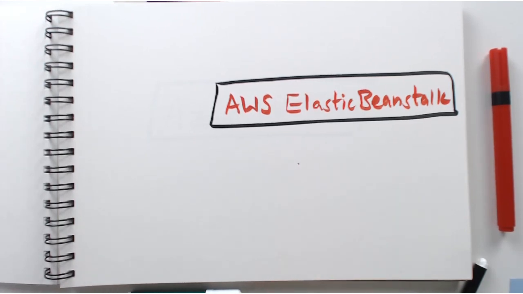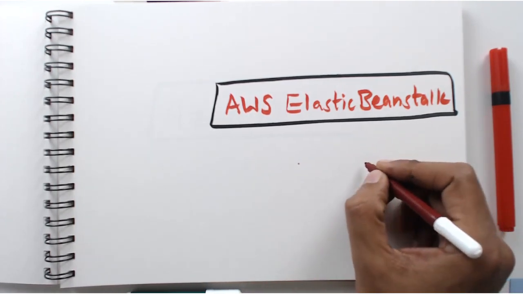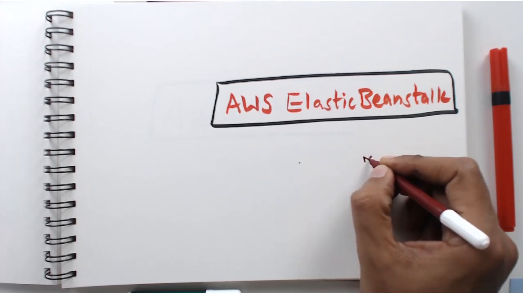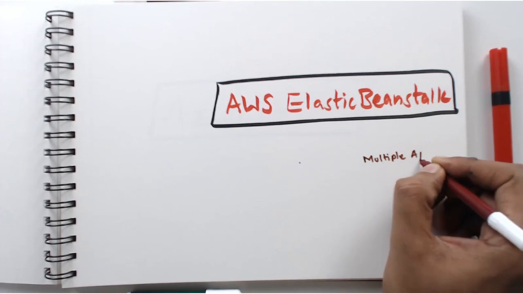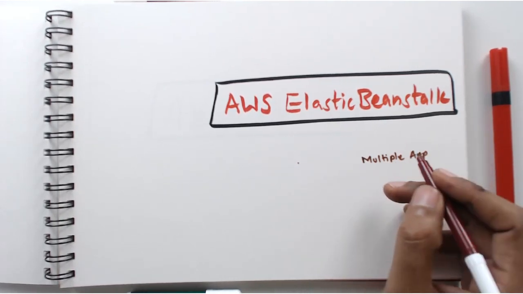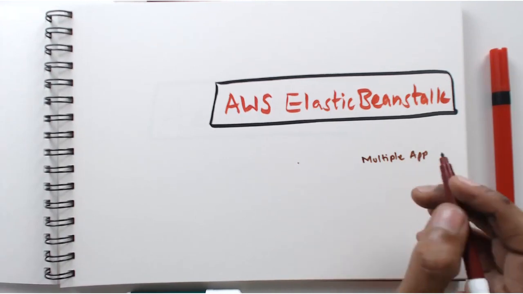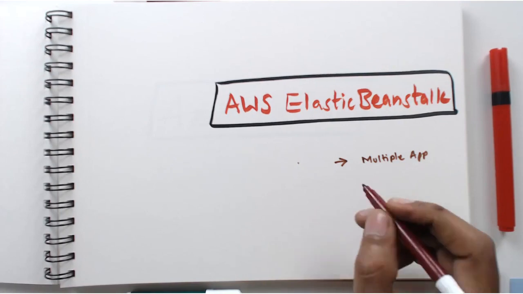What are the things you can do to learn Elastic Beanstalk in depth? One of the key things that we would recommend for any platform as a service offering is to deploy multiple applications. So you can actually deploy a jar file, a WAR file, you can deploy a REST API, you can deploy a web application, you can deploy a full stack application and try Elastic Beanstalk. So that's number one thing that you can do to learn Elastic Beanstalk.